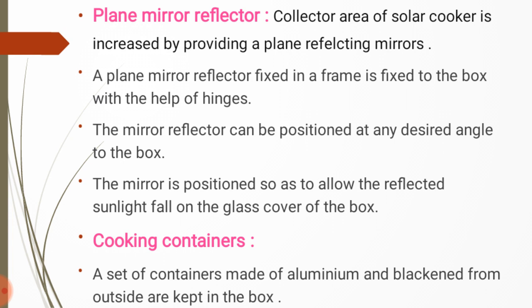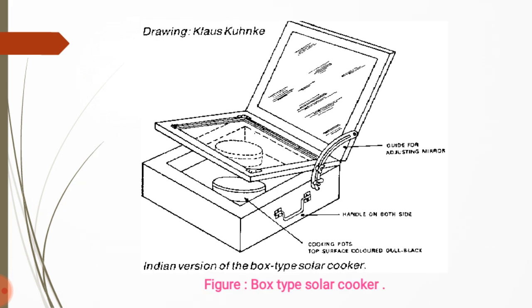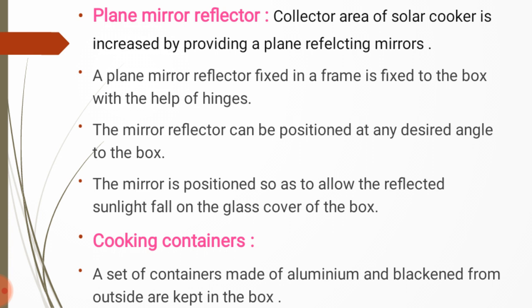A plane mirror reflector fixed in a frame is fixed to the box with the help of hinges. That means the plane reflector mirror is in a wooden frame, and this plane mirror reflector is fixed in the frame with the help of hinges, which is shown in the figure. There is a handle on both sides, so that the mirror can be adjusted. So these are the hinges for the fixing of the plane mirror reflector.